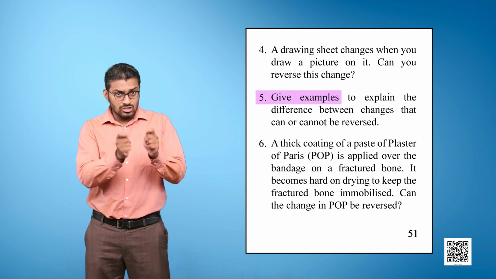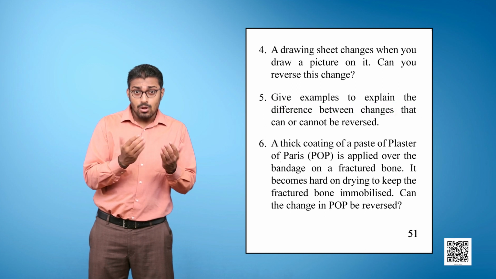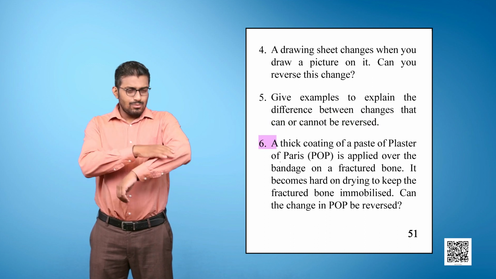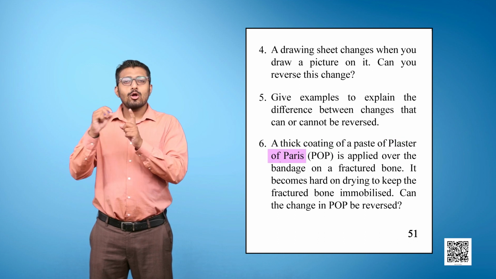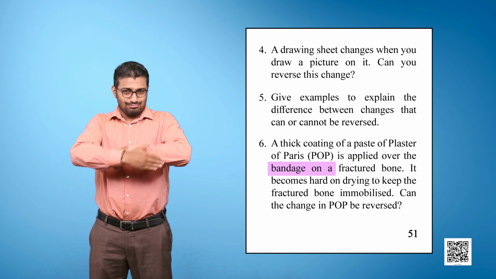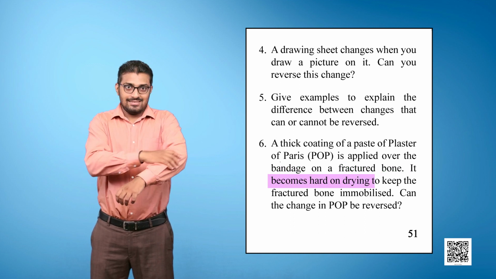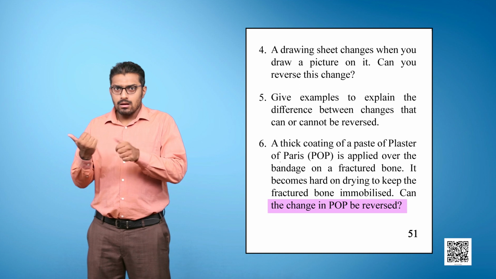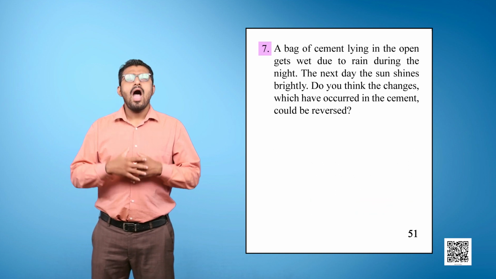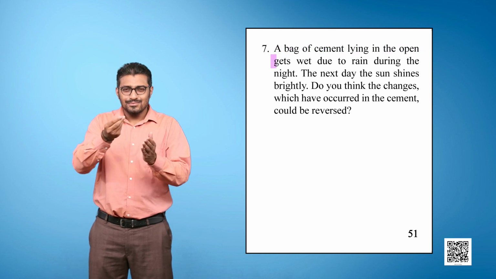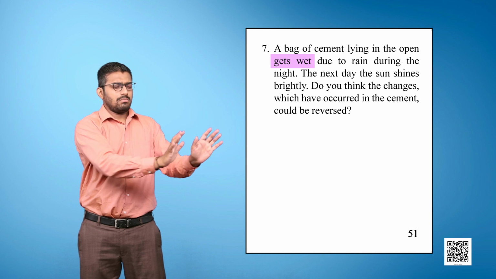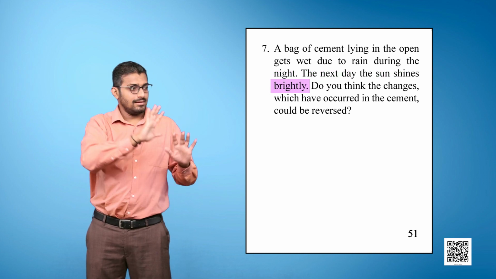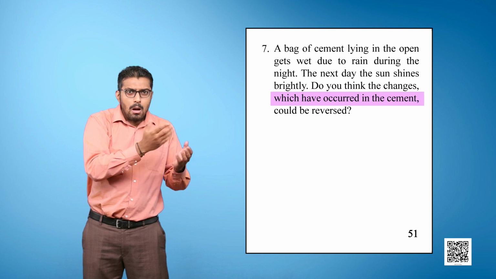5. Give examples to explain the difference between changes that can or cannot be reversed. 6. A thick coating of a paste of plaster of Paris (POP) is applied over the bandage on a fractured bone. It becomes hard on drying to keep the fractured bone immobilized. Can the change in POP be reversed? 7. A bag of cement lying in the open gets wet due to rain during the night. The next day, the sun shines brightly. Do you think the changes which have occurred in the cement could be reversed?